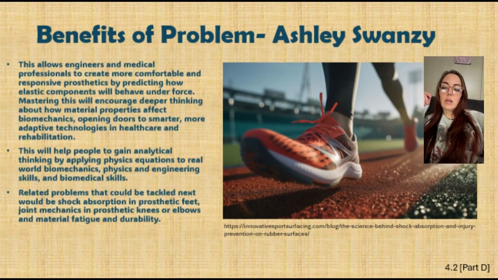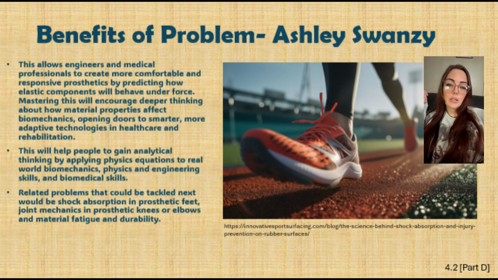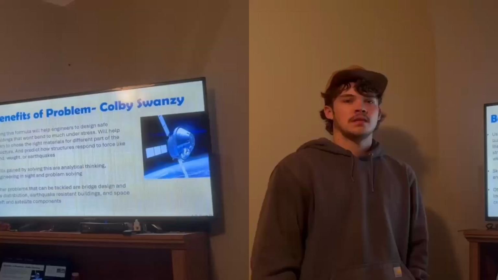Some of the skills gained by this will be analytical thinking by applying physics equations to real-world biomechanics, physics and engineering skills, and biomedical skills. Related problems that you could tackle next would be shock absorption in prosthetic feet, joint mechanics in prosthetic knees or elbows, and material fatigue and durability.